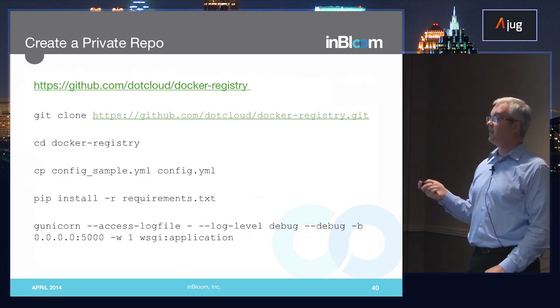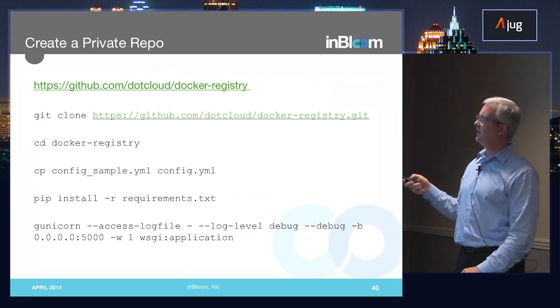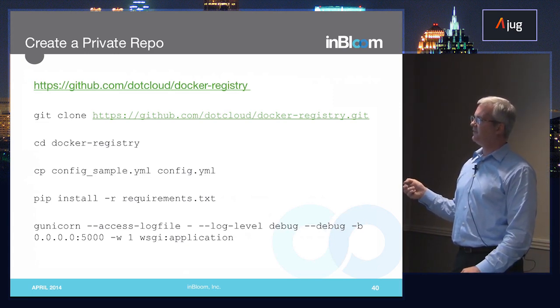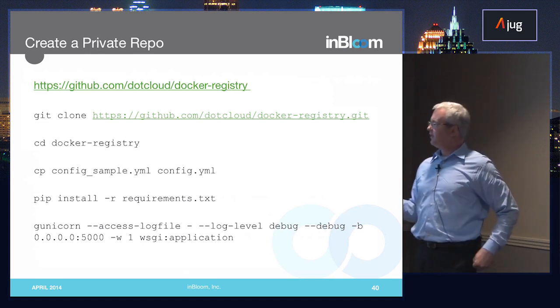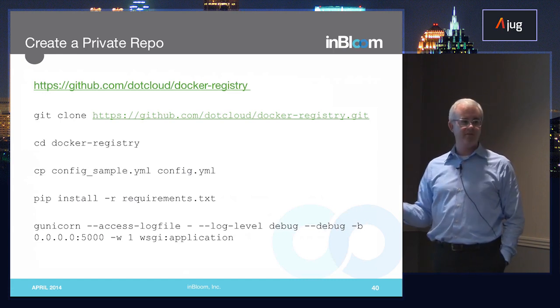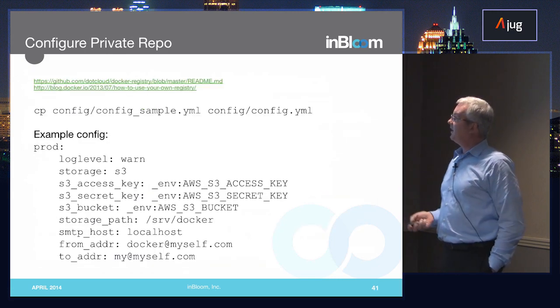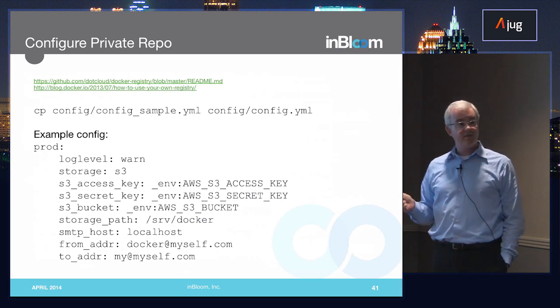The process of how you create a private repo, just for information purposes, I'll go over this quickly. There's a project that defines this, and the README has all the steps. You just clone it, modify a YAML file that has some configs in there, and then it's just some Python, and boom, it's running. This is an example of the configuration file. The information is in the PowerPoint here.